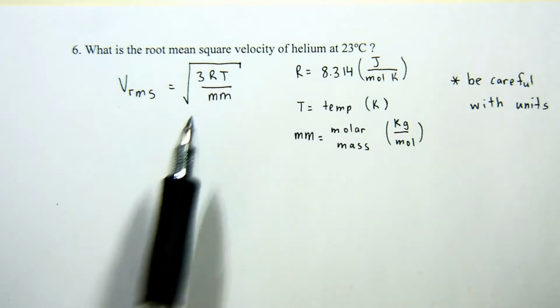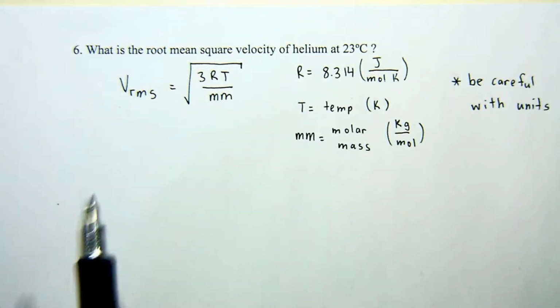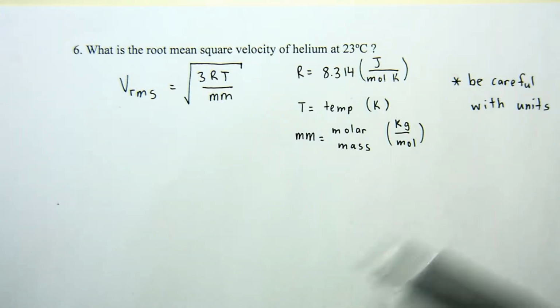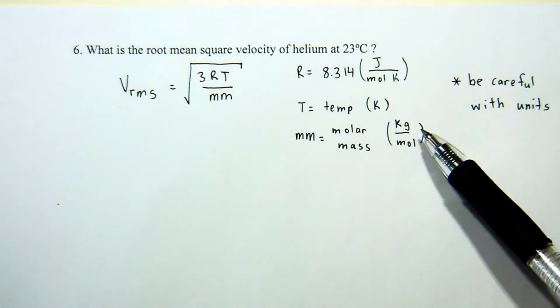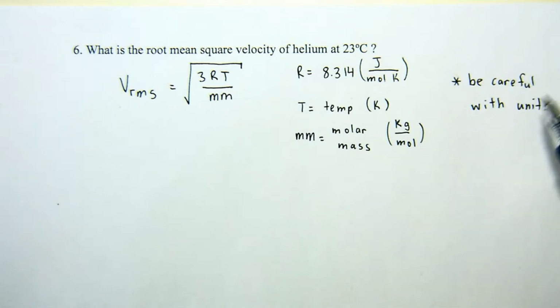So the equation for root mean square velocity is the square root of 3 times the ideal gas constant R times the temperature, which is in Kelvin, and then divided by the molar mass. And in this case, since this is more of a physics problem than a chemistry problem, the molar mass has to be in kilograms. So I'll explain at the end of the video why these are actually the correct units. So just be really careful when you're using your units.